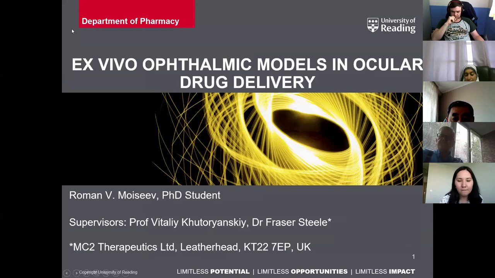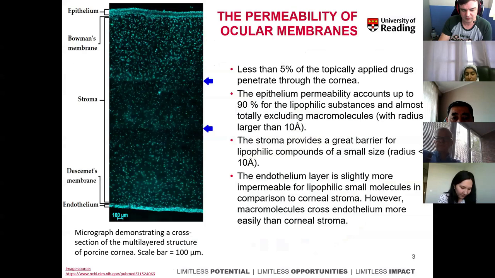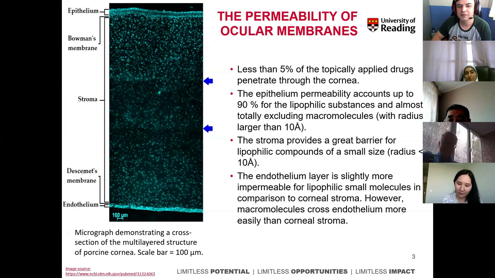According to the World Health Organization, the estimated number of people globally with some form of distance or near vision impairment is about 1.3 billion worldwide. And the visual pathway processes about 80% of external input of information delivered to the brain. There are a few options for ocular drug delivery, including injections, while eye drops are one of the most convenient formulations. The outermost layer helps to maintain the spherical shape of the eyeball and consists of the cornea and sclera. It is well known that less than 5% of the topically applied drugs penetrate through the cornea, which consists of six different layers. The epithelium permeability accounts up to 90% for the lipophilic substances and almost totally excludes macromolecules. Hence, the corneal epithelium is the main limitation for intracorneal drug delivery.